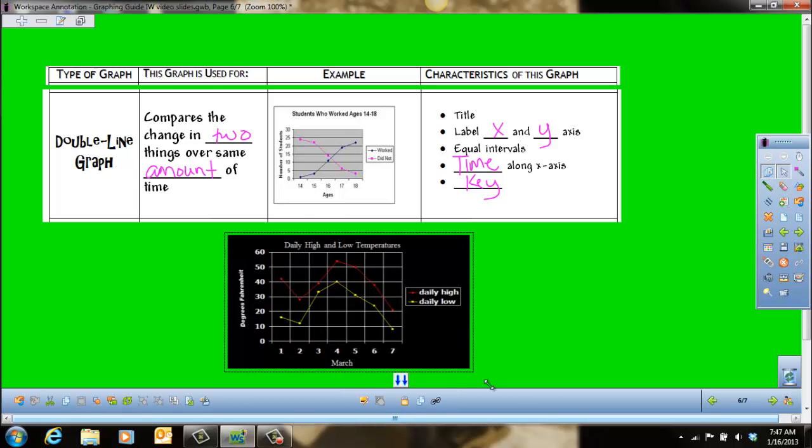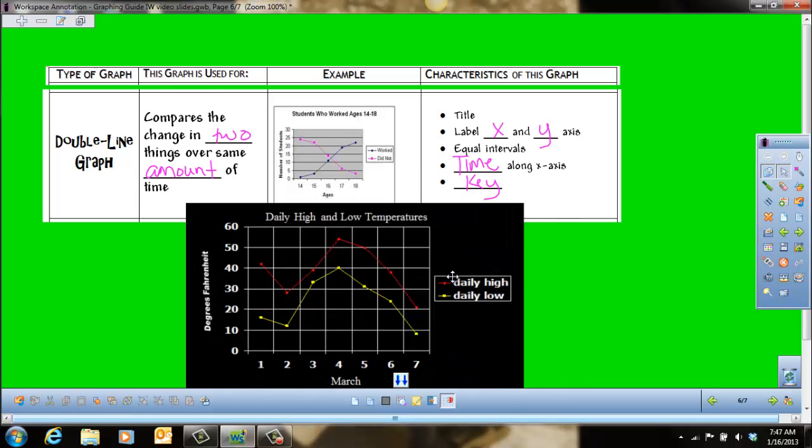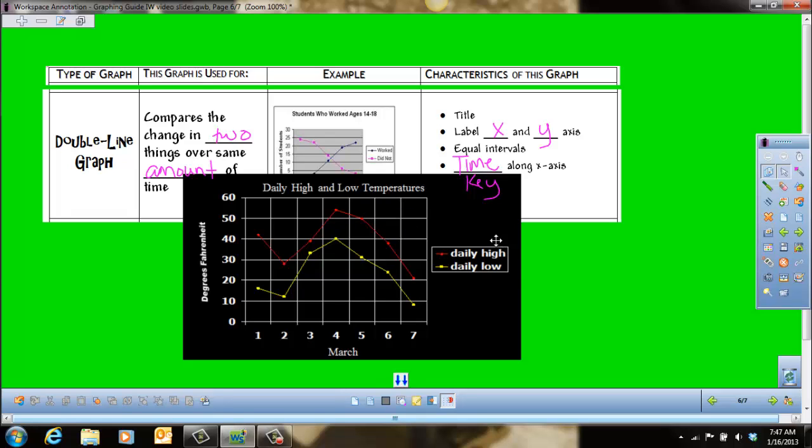This example down here is a little bit different than the one you have on your chart, but I want to show you, you can see it's daily high and low temperatures. Here's your key. You can see your red line is your daily high. Your yellow line is your daily low. You have labels, and you can see it's March 1st, March 2nd. You can clearly see it all.